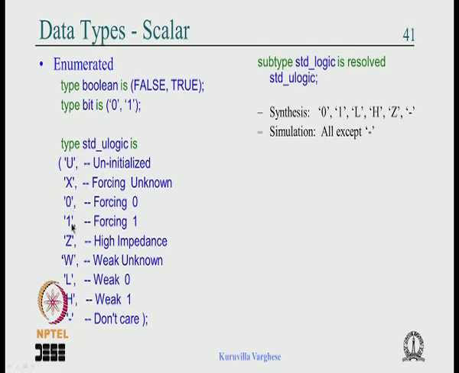0 is a 0, 1 is a 1, and similarly L and H are also 0 and 1, but this is forcing, this is weak. Okay. Essentially forcing means it has a high current drive. So you can imagine an output driven through an NMOS or a PMOS can be thought of as a low resistance drive. So this represents 0 and 1, but for some reason if you have a pull up or a pull down, then you are driving a signal with a high resistor, then this can be treated as weak 0 and 1. And X is when something is unknown.